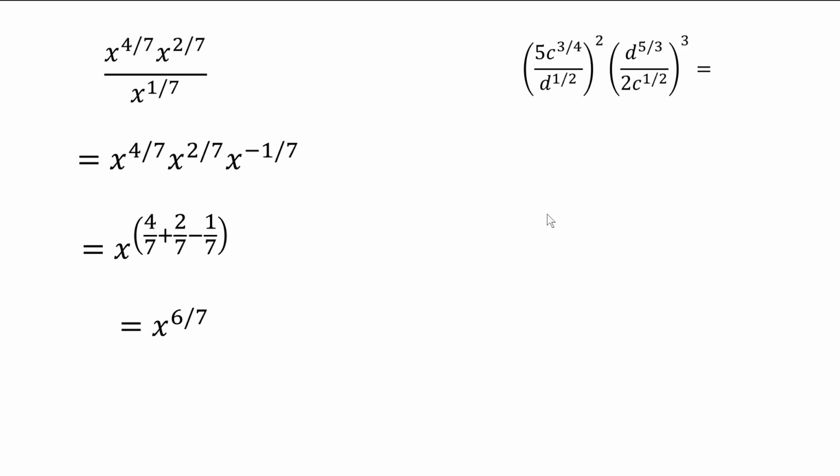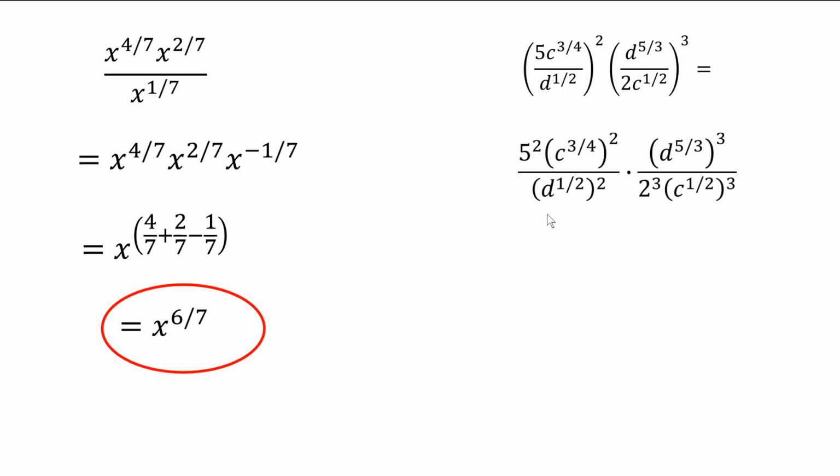Over here we have another situation kind of like this. All these exponents are positive, so we don't have to worry about flipping anything, but we can go ahead and distribute the power that's outside the parentheses to all the factors inside the parentheses. So on the first one, we've got squared, so we're going to have 5 squared, c to the 3/4 squared, over d to the 1/2 squared. So all the things in that first fraction were squared. Then in the second fraction, everything's got to be cubed. So d to the 5/3 cubed, and 2 cubed, and c to the 1/2 cubed. Everything got cubed.